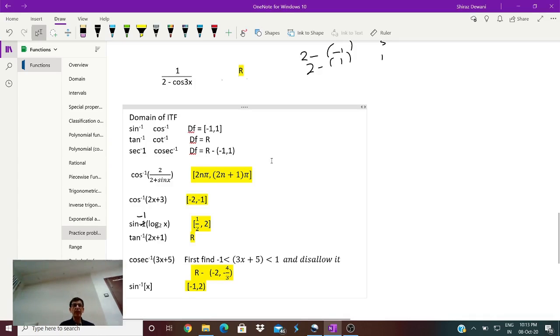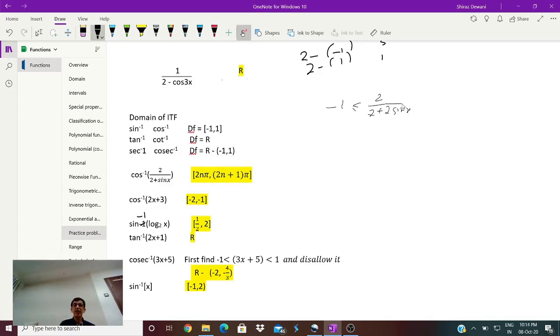Now we'll work out a few examples. For example, cos inverse of 2 upon 2 plus sin x. Whenever you want to find the domain of cos inverse, you have to see that the argument lies between -1 to 1. So what you write down is -1 is less than or equal to 2 upon 2 plus sin x, which is less than or equal to 1.